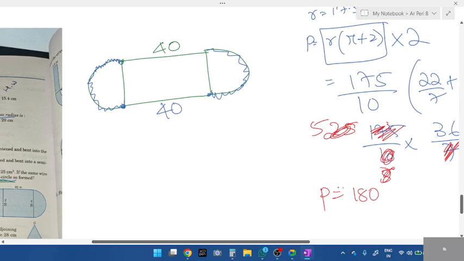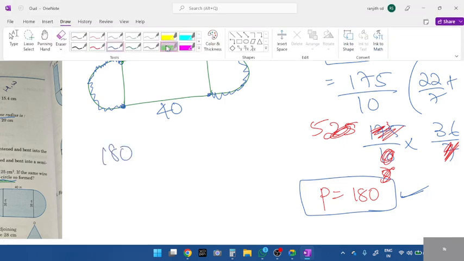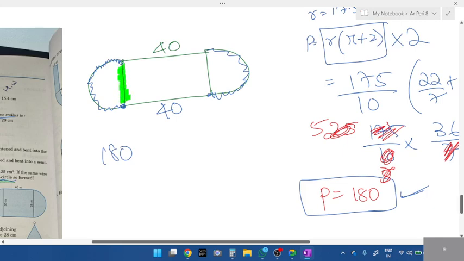Fine. What is the perimeter of a circle? We got the perimeter of this one. Two semicircles. What is the perimeter of two semicircles, students? 180. Now look here, I'll tell you the calculation. The perimeter of two semicircles is 180. In 180, we don't consider the inside line, students. We don't consider this green line. Look at this green line. We don't consider them.